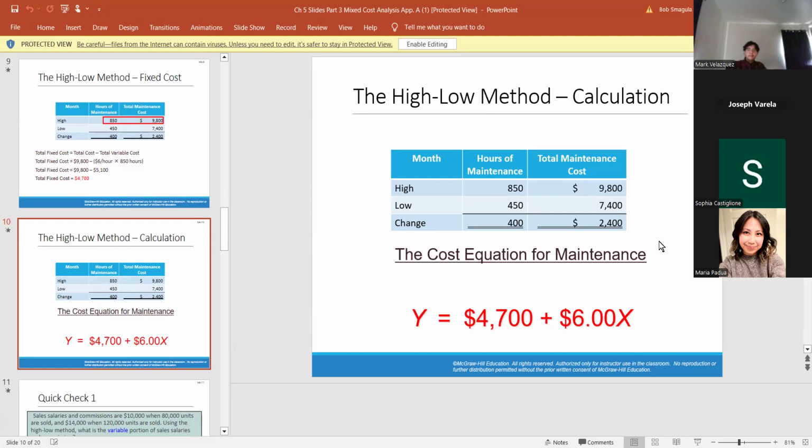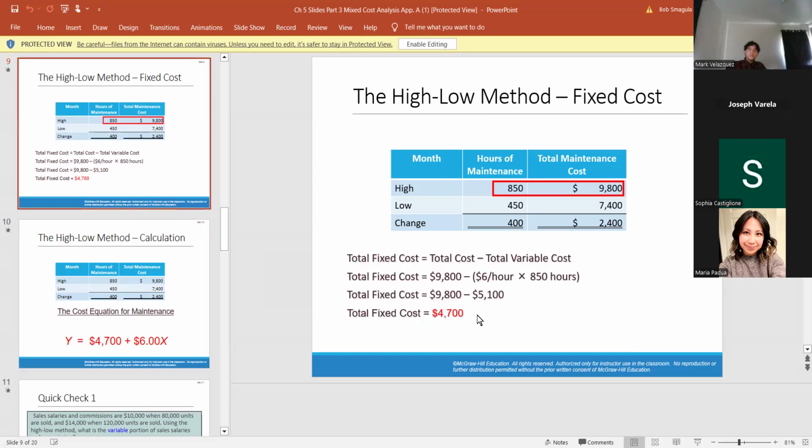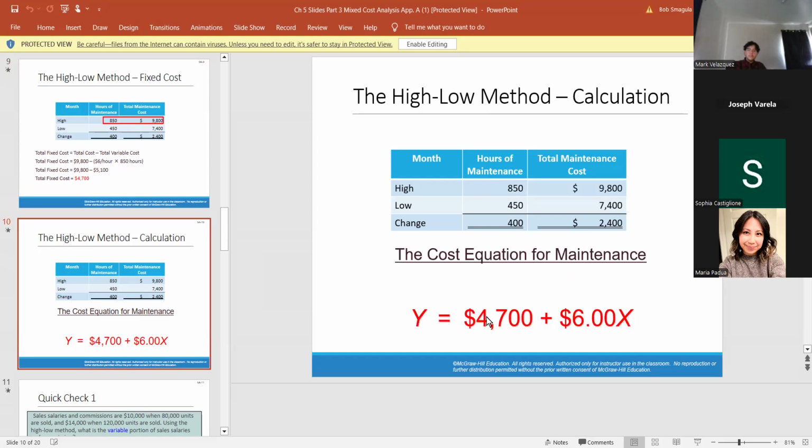Cost equation for maintenance: total cost equals 4,700, the fixed cost we just figured out, plus the units of 600 times $6 per unit.